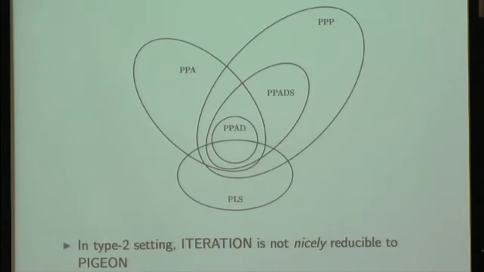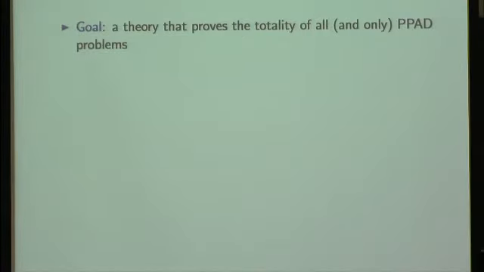And we can ask questions like where do these source classes definable by the theories T22 or T23 fit into this picture? In other words, we want to ask whether this theory proves the principle here. Okay, so our goal is to obtain a first order theory for these classes, and except for PPP, they are all the same. So I focus on the class PPID. Our goal here is to obtain theories that prove the totality of all and only PPID problems.